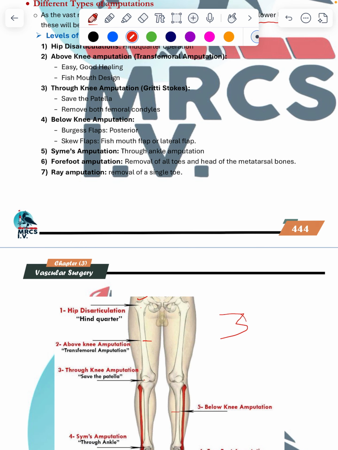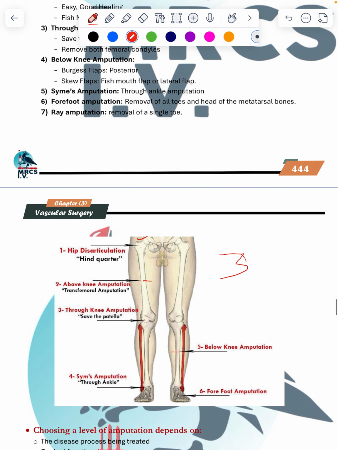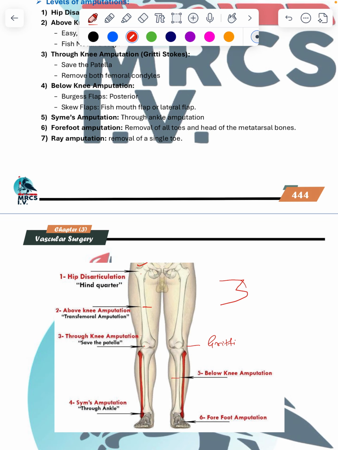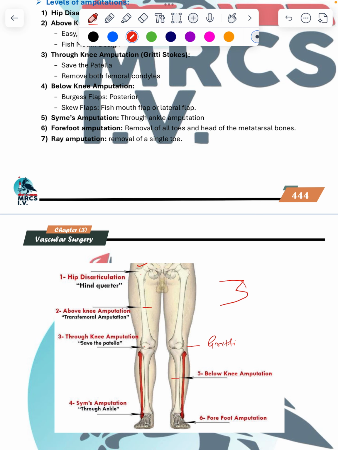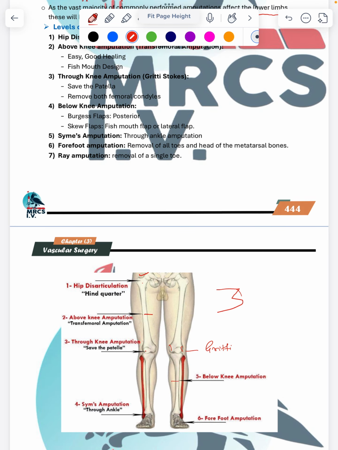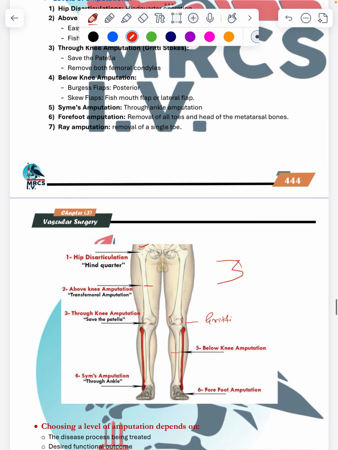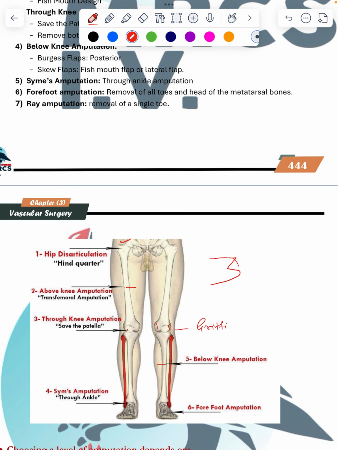Through knee, it is also called Gritti-Stokes. When you are going through the knee, this is called Gritti-Stokes. It is faster, and the patella is saved here. The patella is not cut. Remove the femoral condyles. Condyles need to be removed. Patella is saved. Below knee. So there are two flaps. When you go for below knee amputation, there are two flaps.